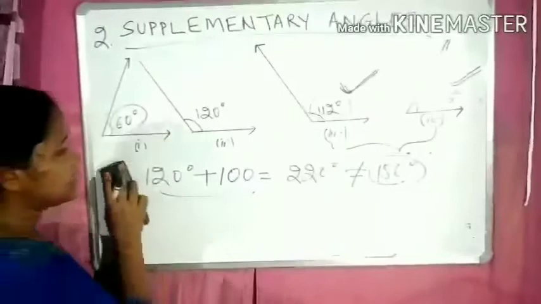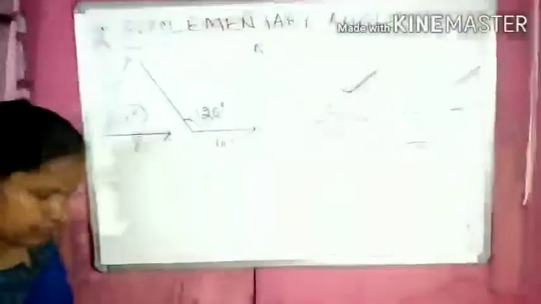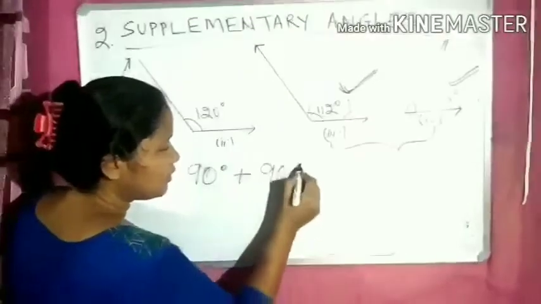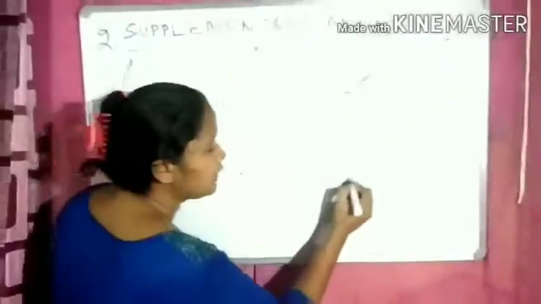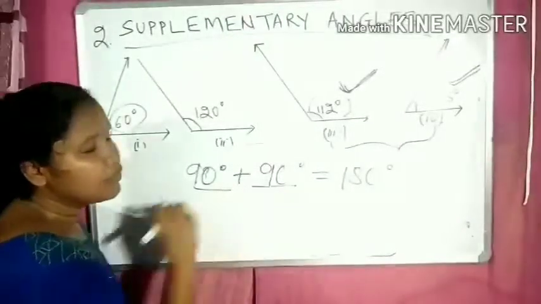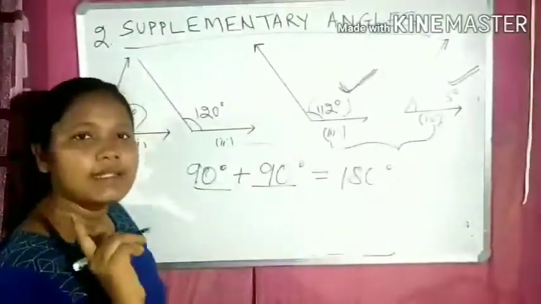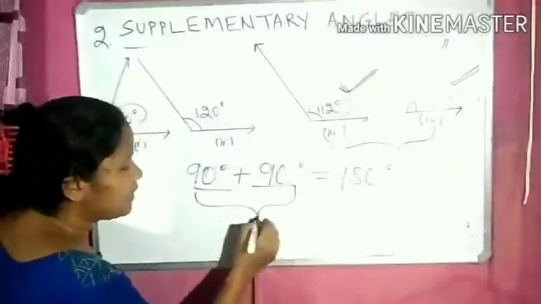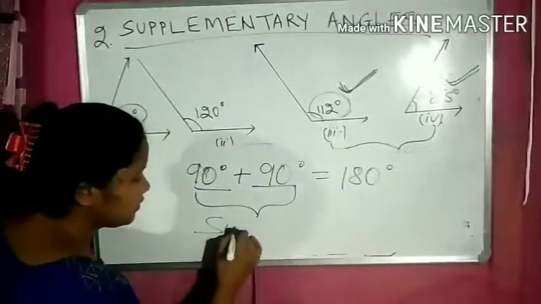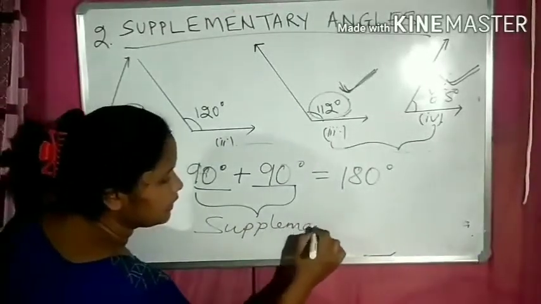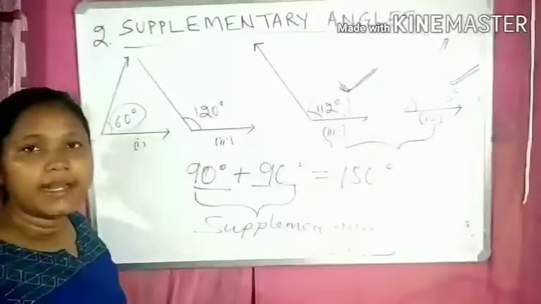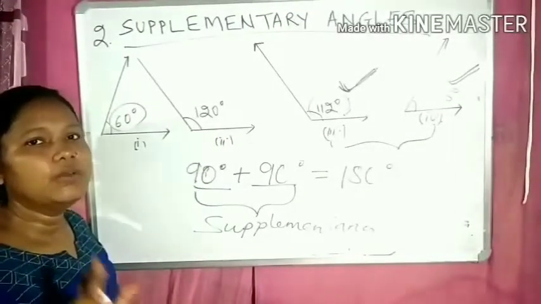So this is about obtuse angles. Let's take two right angles. So 90 degrees plus 90 degrees. What are you getting? 180 degrees. So the sum of two right angles is 180 degrees. So these are supplementary to each other. So two right angles are supplementary to each other.